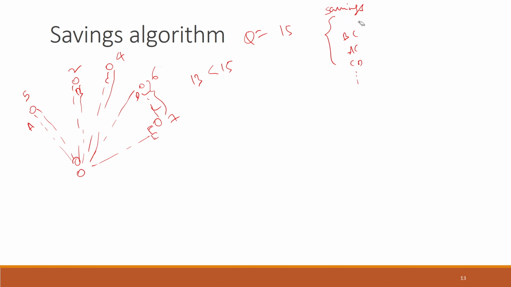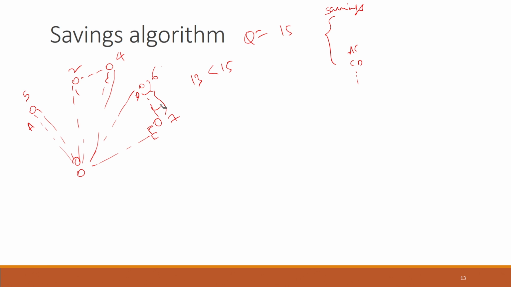Okay. Now, suppose BC has the second highest savings here. Okay. So, we can also again club together B and C, because B and C are on separate routes. First of all, they are both getting visited by separate vehicles, and since they are single points in their vehicles, they are definitely the first and last, and adding 2 to 4 is again less than 15. So, we can add these 2 also here. So, we will remove these. Okay. And we will remove this also.